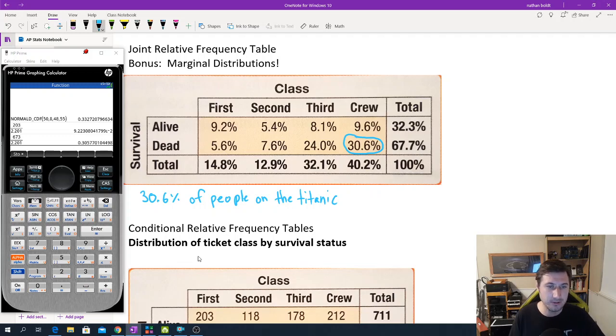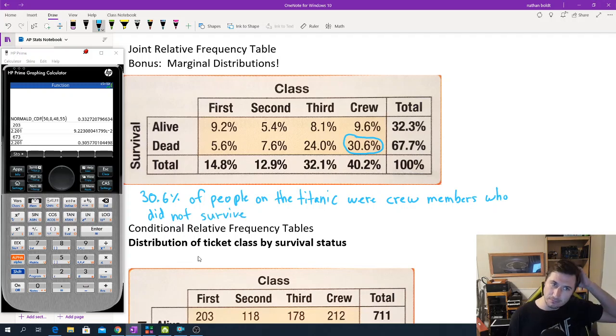All right, now that part's important. The people on the Titanic, that tells me I am talking about the entire total. The biggest number there is, the 2,201. I'm looking at all the people on the Titanic, and 30.6% of those people were crew members who did not survive. Okay, so that's how you read a joint relative frequency table.